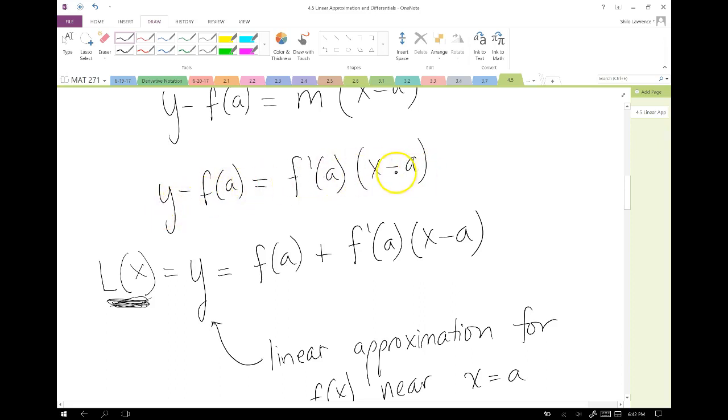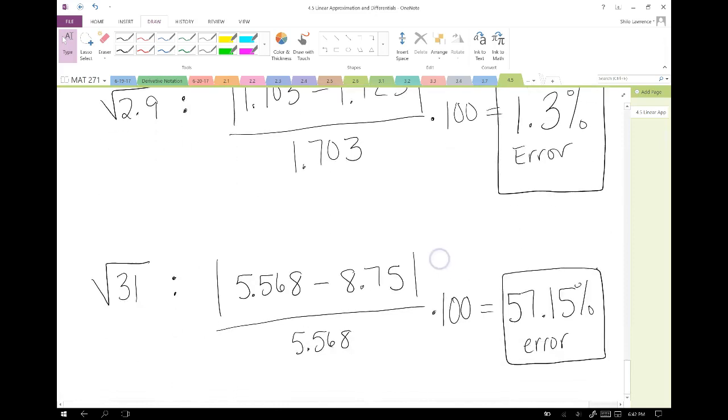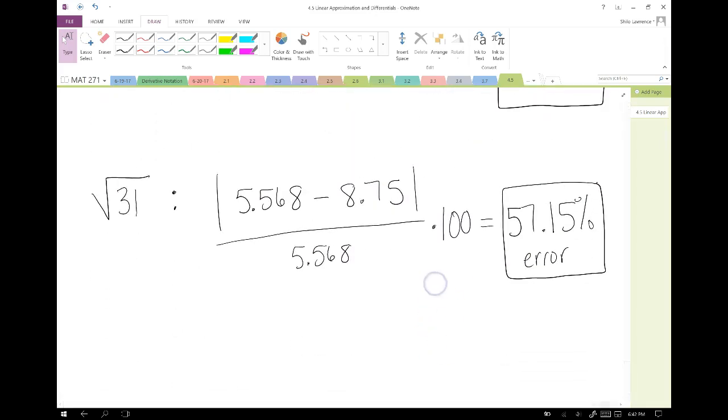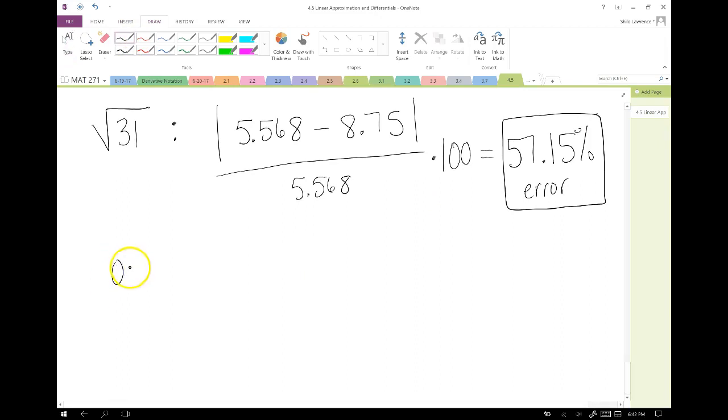So I'm going to start back with this: y minus f of a equals f prime of a times x minus a. So we said that's just the point slope formula, and we plugged in a little bit of our calculus, a little bit of function notation, to our point slope formula. So this is just another version of our linear approximation.